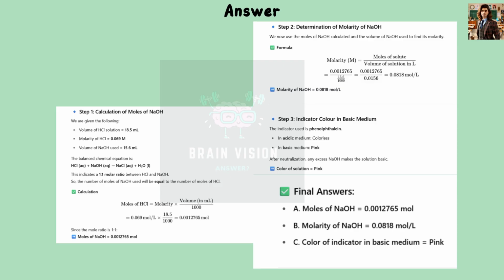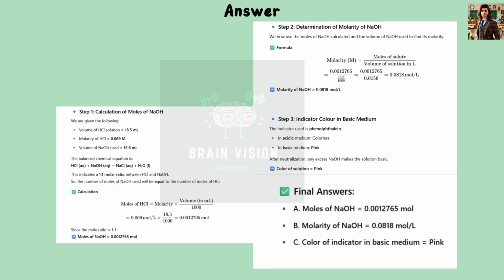The balanced chemical equation is HCl(aq) plus NaOH(aq) gives NaCl(aq) plus H2O(l). This indicates a 1-to-1 molar ratio between HCl and NaOH. So the number of moles of NaOH used will be equal to the number of moles of HCl.